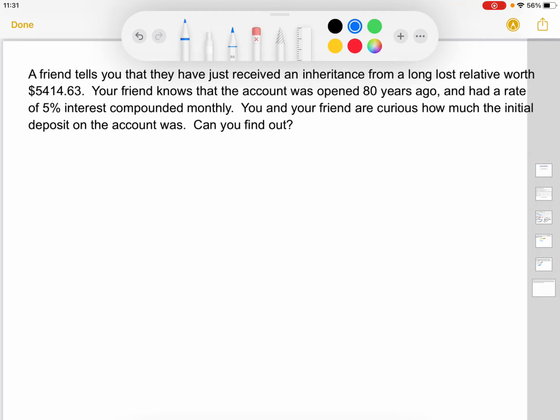Can you find out? So pause the video now to see if you can do a little bit of detective work using the formulas that you have at your disposal to find that initial deposit for this account.